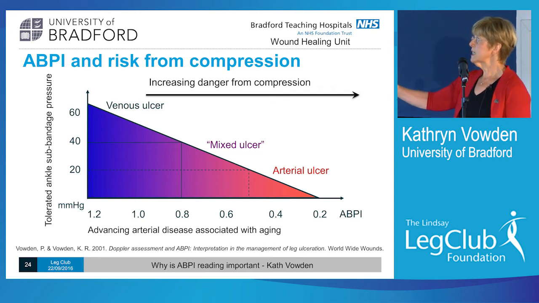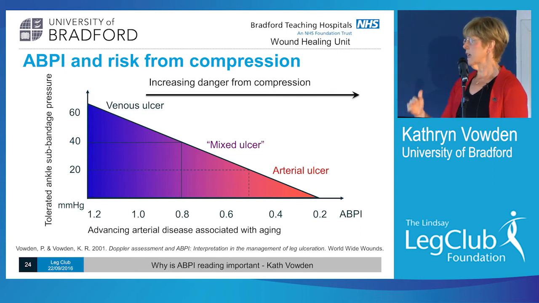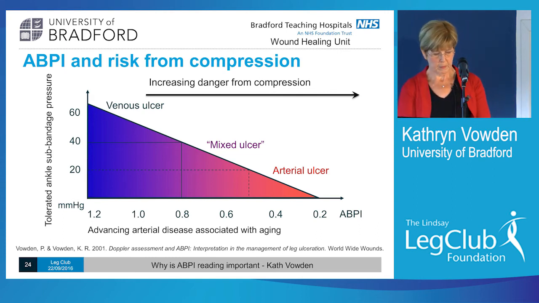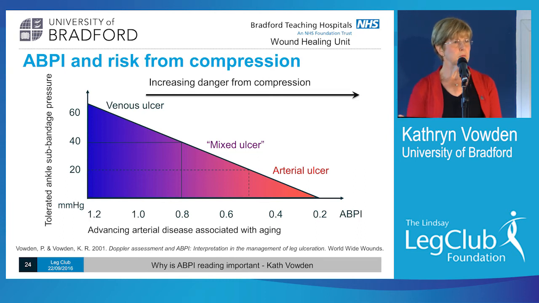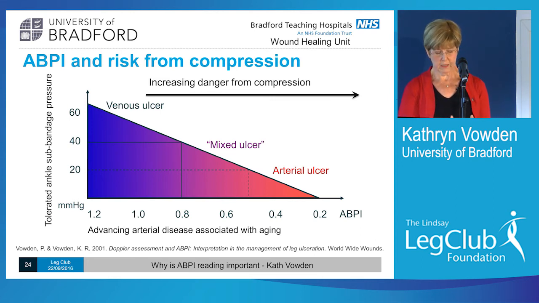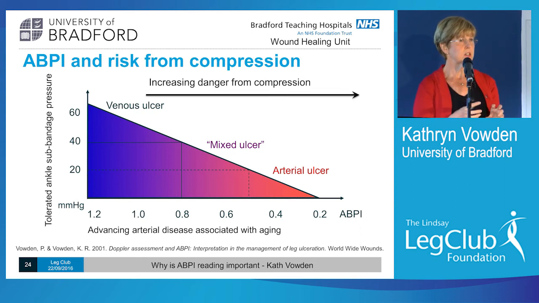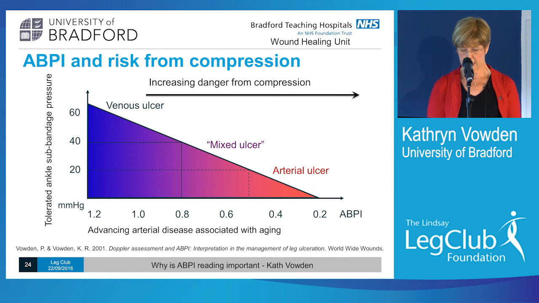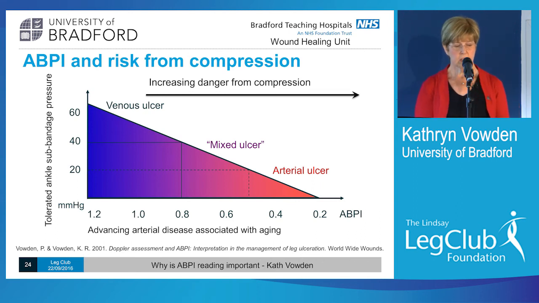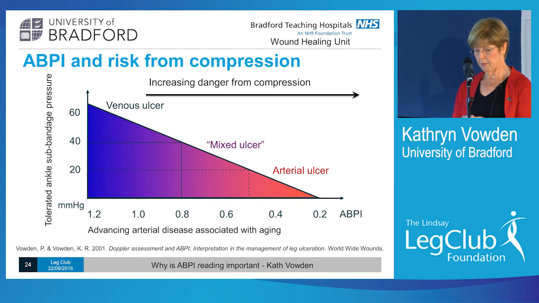So increasing danger from compression as the ankle brachial pressure index falls. And that may be very simplistic because there's a whole heap of other factors that you need to take into consideration when applying safe compression. There's patient factors, there's concomitant diseases, there's wound factors, there's absolute pressure factors, and there's a variation in pressures between the vessels that you're testing. So it's not as simplistic as this diagram may appear.